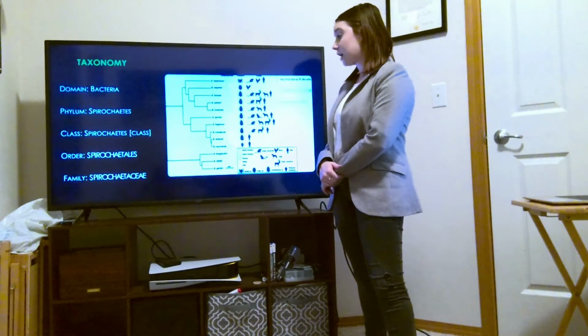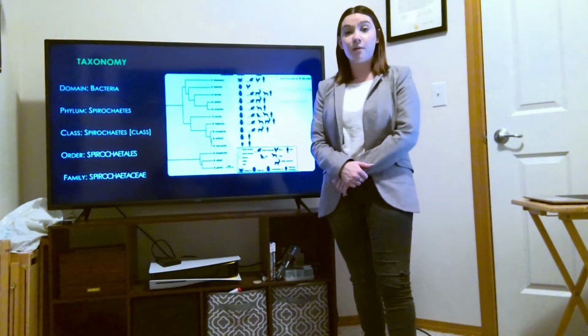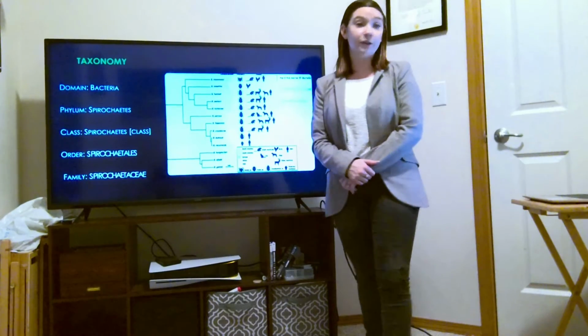And so it gives us a good tracking point, and it allows us to identify different species and different phylums as they come along throughout history. So this is super important.